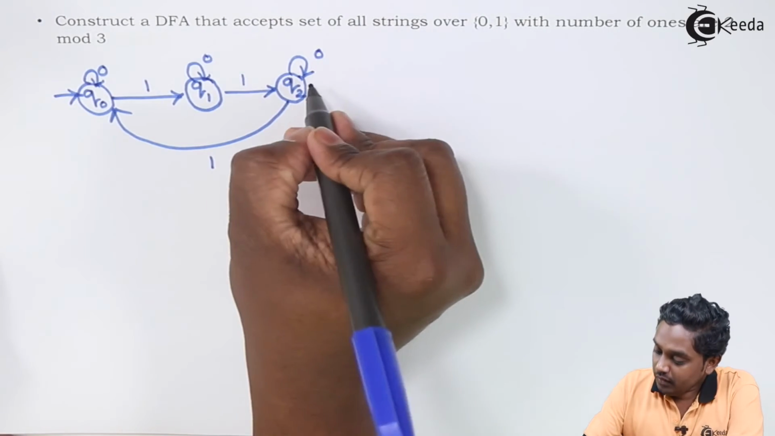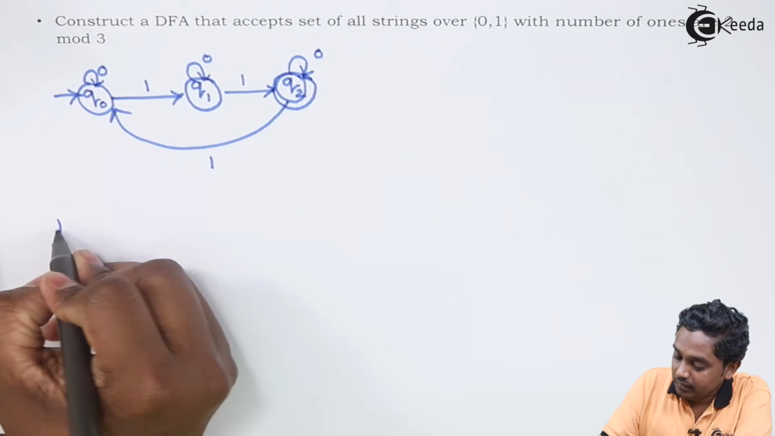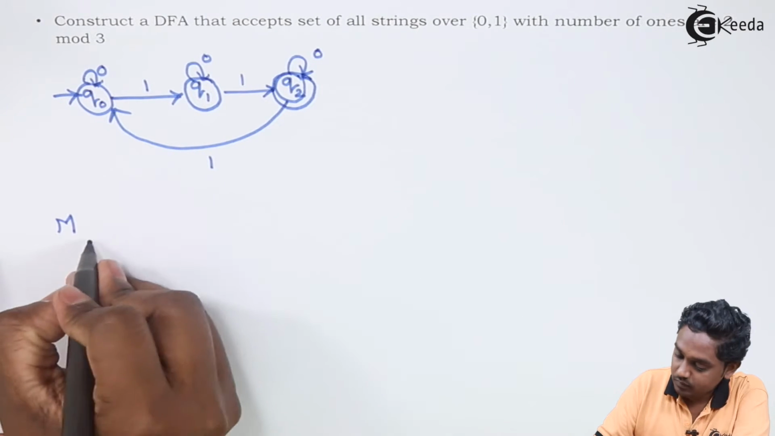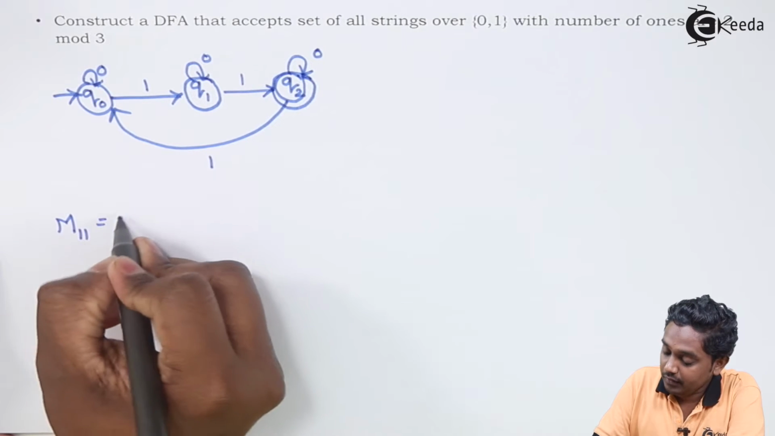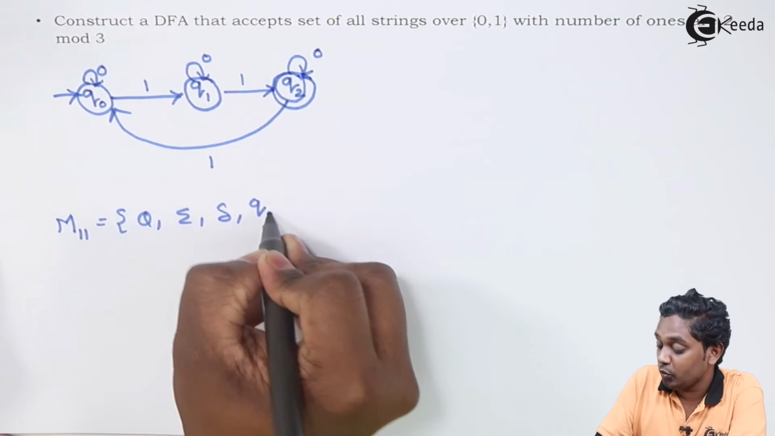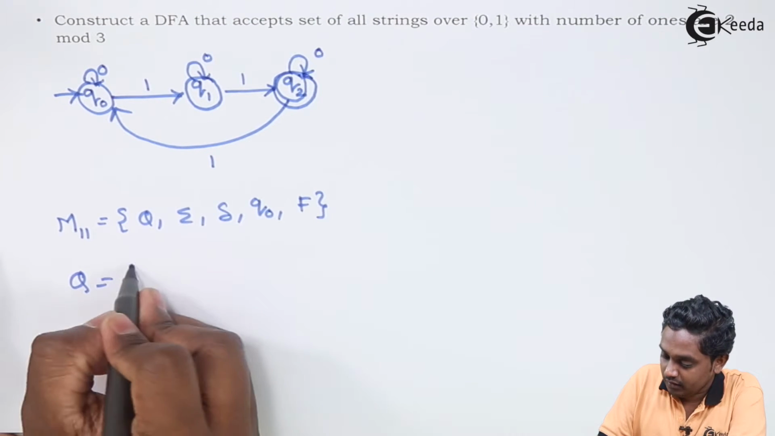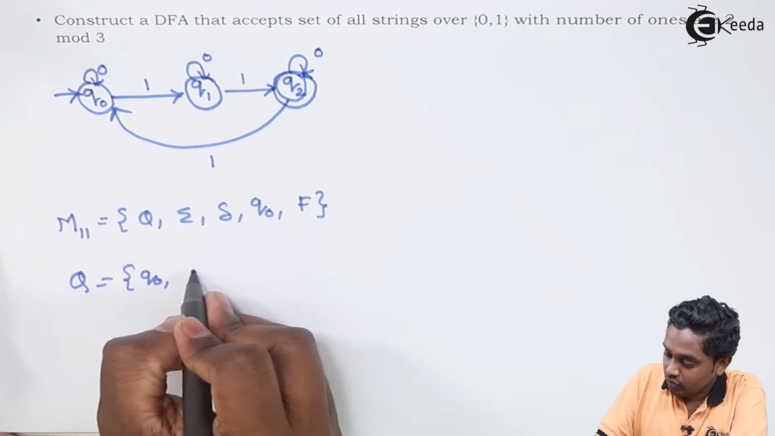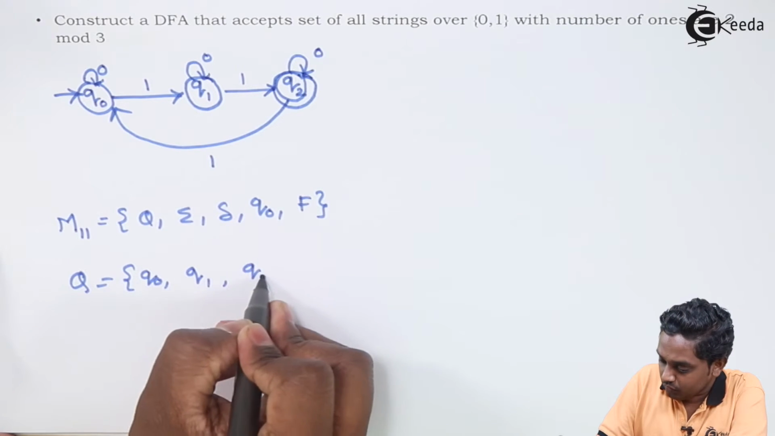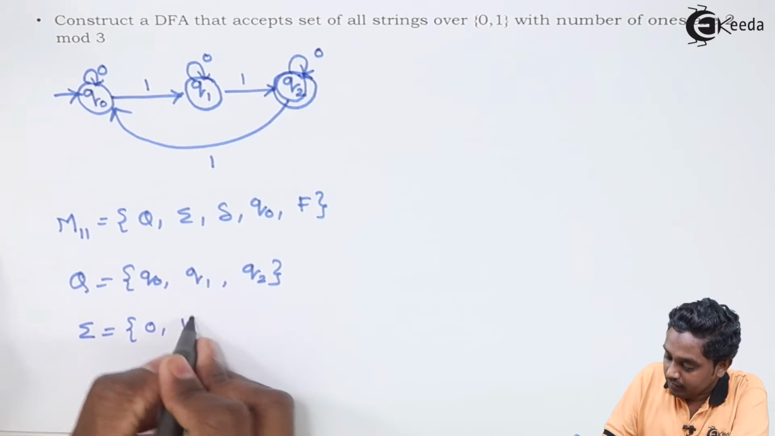We want 2 mod 3, so our final state will be Q2. Mathematically, it is a machine. Let's say M = (Q, sigma, delta, Q0, F). Q is a set of states. Here it is Q0, Q1, and Q2. Sigma is the input alphabet, 0 and 1.